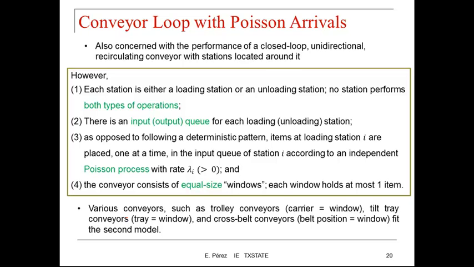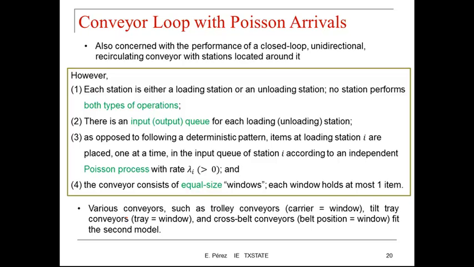So meaning that we're going to have a certain number of independent variables happening within a specified time period. The conveyor consists of equally sized windows. Each window holds at most one item.